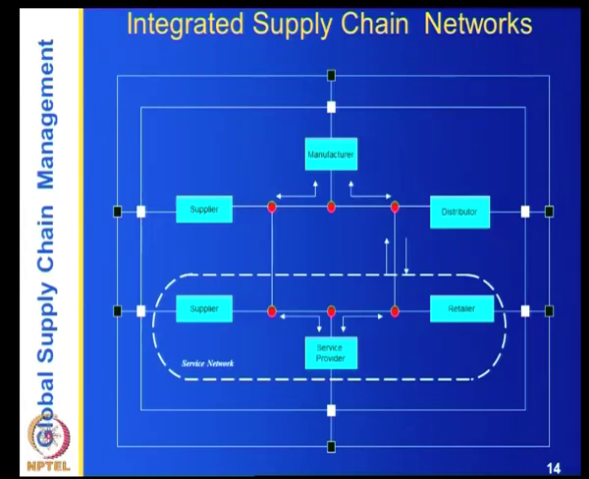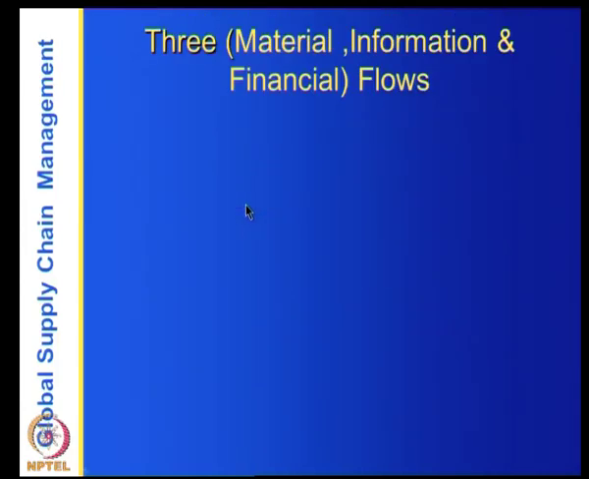Now, this diagram is an important diagram here because it shows the connectivity between the various players in the supply chain network. You have the 3 kinds of players here. The manufacturers, the distributors, retailers, the suppliers, the service providers, the financial service providers, and also the IT, the information and communication networks, and so on. In the next slide we'll analyze this particular diagram.